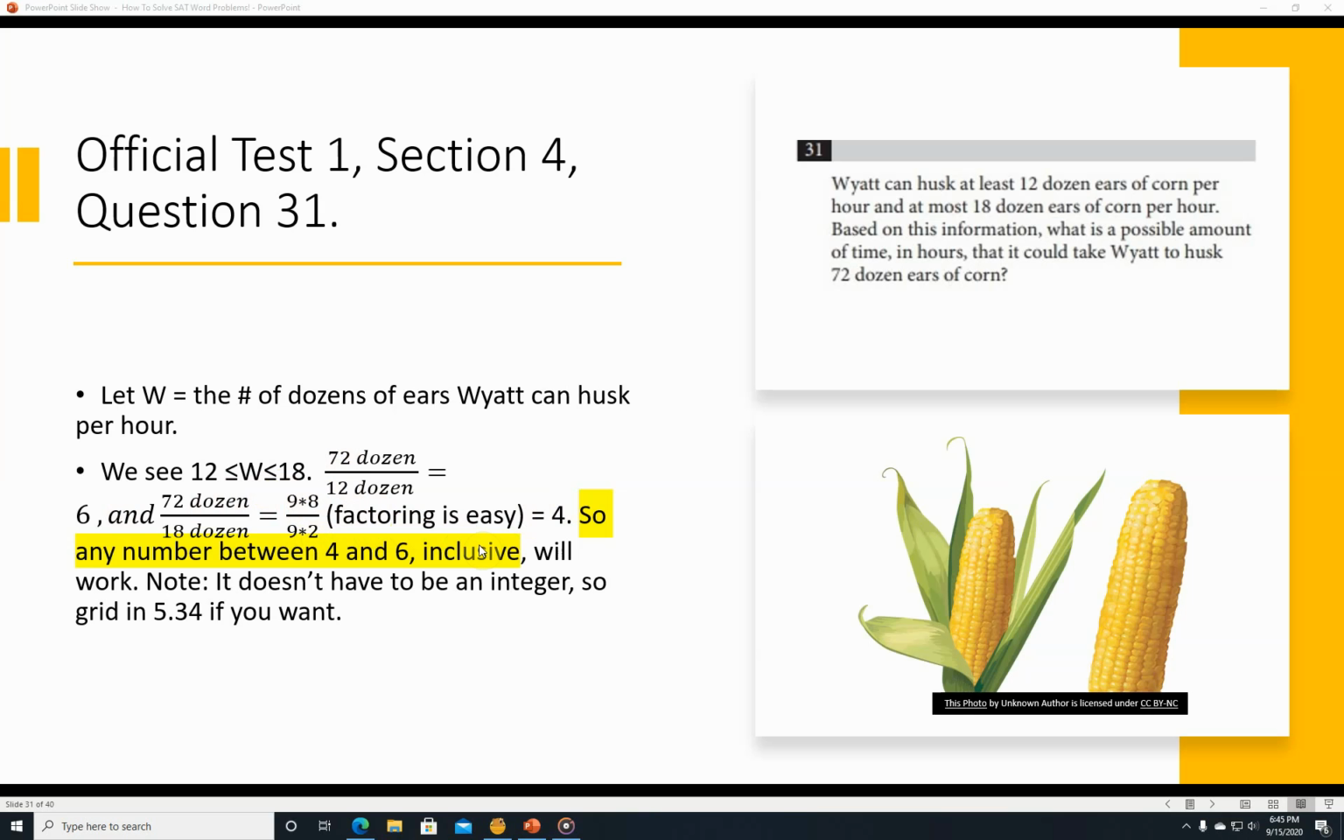Doesn't even have to be an integer. You could grid in 5.34 if you want, and they would accept that as an answer. That is in the official answer guide. Not the 5.34, but any number between 4 and 6 inclusive.